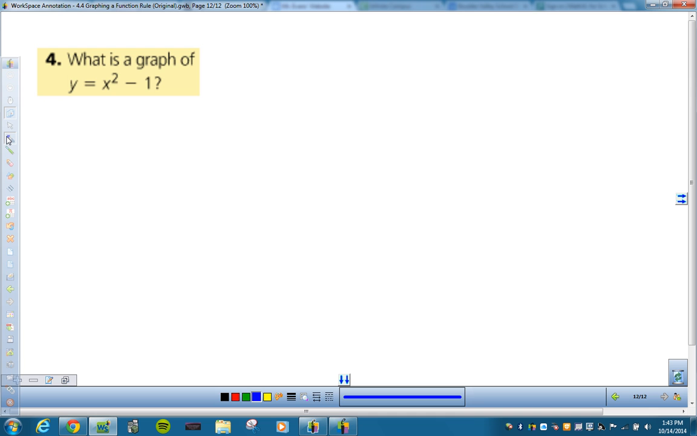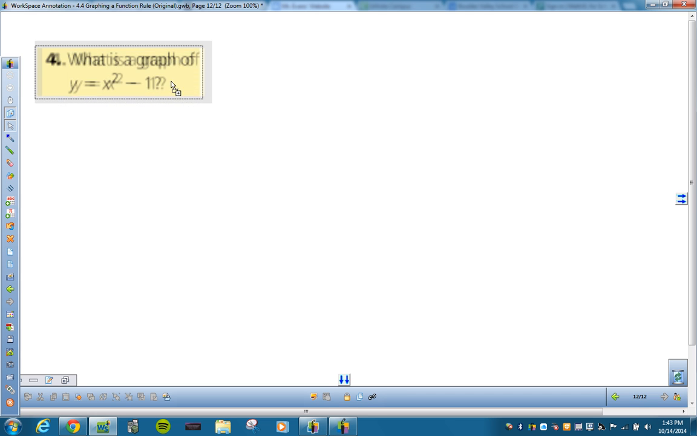Okay, so we're going to graph this one now. Example number 4, x squared minus 1. Making the x-y table.